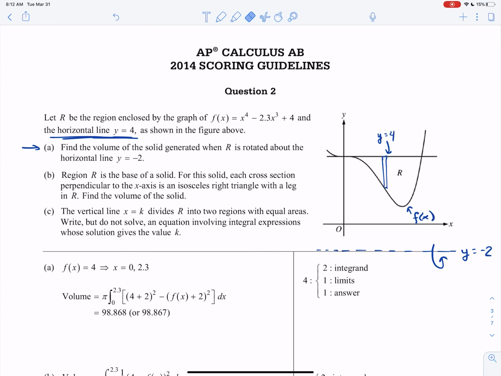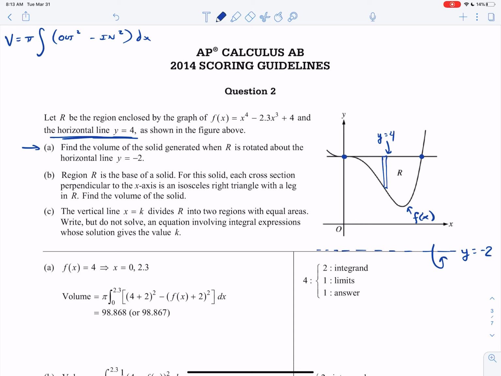So here we go. I'll start on the upper left. The volume will equal pi integral of your outside squared minus your inside squared dx. Now, what are the bounds? The bounds are pretty much where they intersect.